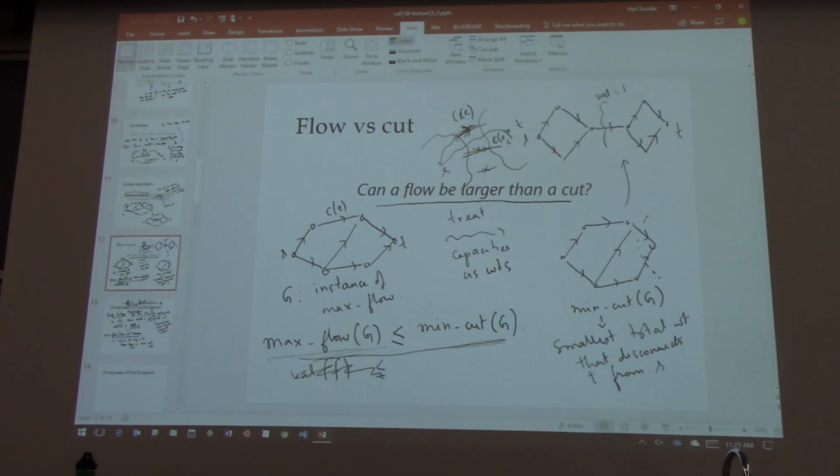Therefore, the total flow going from one side to the other can only be at most the sum of the capacities. Okay, so that's why there can't be a flow that is bigger than a cut. Okay, and that's the next thing.